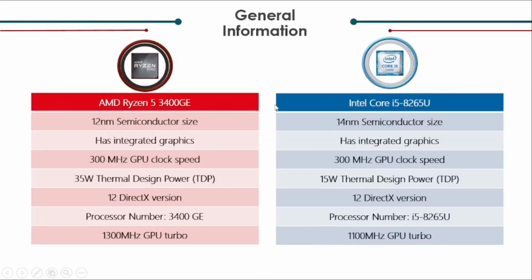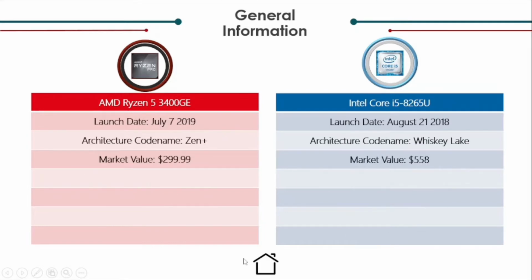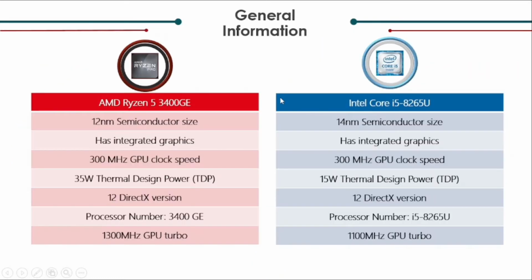Now let's move to the general information. As you can see, the AMD Ryzen 5 3400 GE has a semiconductor size of 12 nanometers. Well, for the Intel Core i5-8265U, it has 14 nanometers semiconductor size. Both has integrated graphics, and both also have the clock speed of 300 MHz. However, the thermal design for the AMD Ryzen 5 is 35 watts, and for the Intel Core is 15 watts.